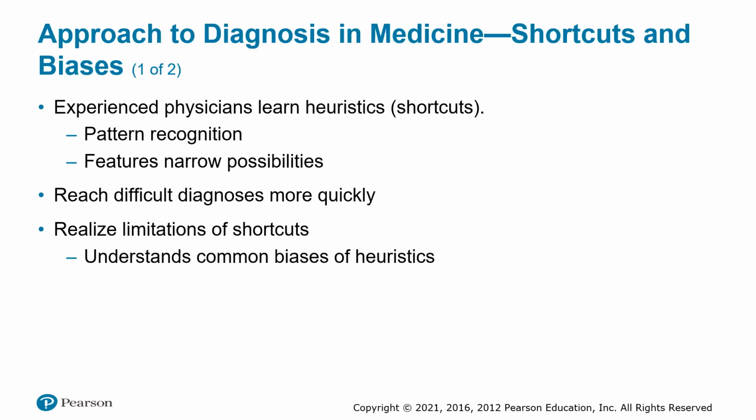So, approach to diagnosis in medicine, shortcuts and biases. So, when we talk about shortcuts, we talk about experience. Okay. Pattern recognition, features, narrow possibilities. So heuristics, okay? Heuristics is, by definition, enabling a person to discover or learn something for themselves, okay?